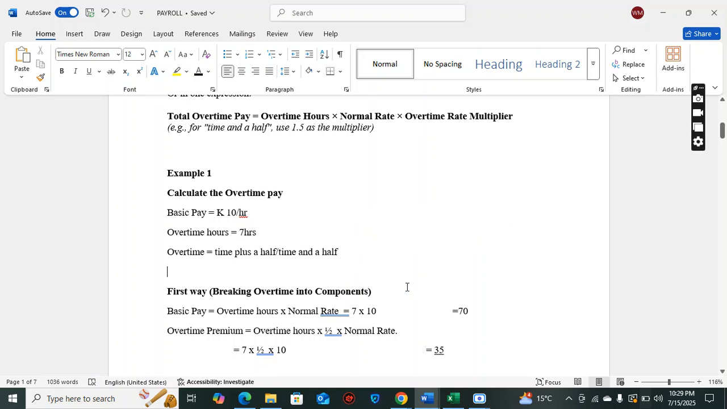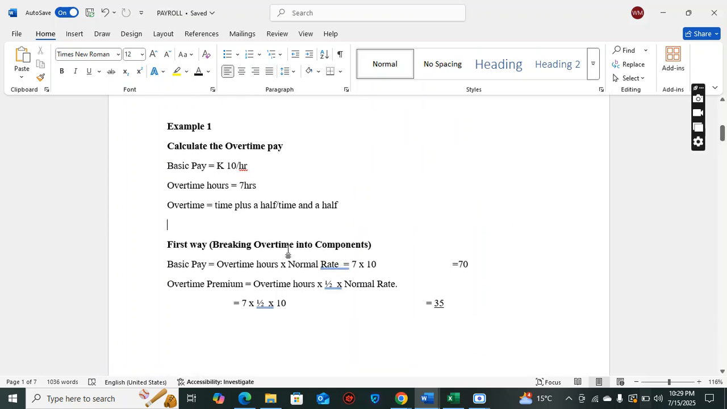Firstly, we can break it into the components. First, we can get the normal pay part, where we say our overtime hours times the normal rate. You worked 7 hours overtime. The normal rate is 10 kwacha. So it is 70 kwacha here. That's the basic pay part of the overtime.